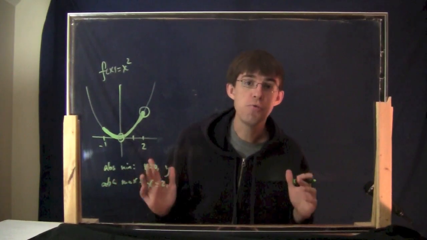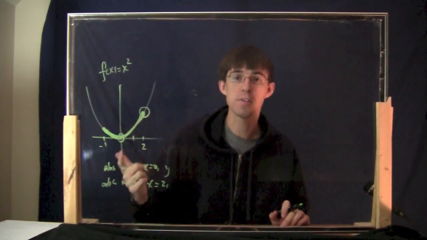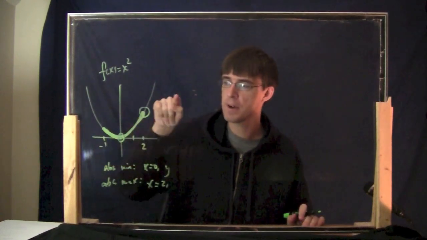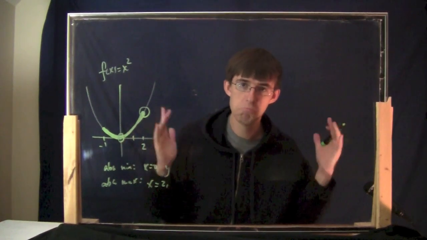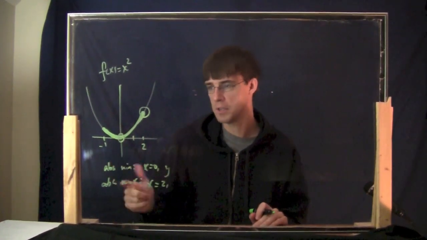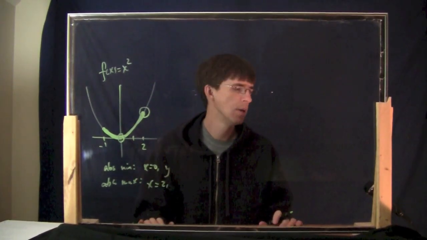All right, how do you find where the absolute minimum and absolute maximum are? Obviously, if you know what the graph looks like, then it's easy. You just look at the graph and you find the biggest y value and the smallest y value, and that's all there is to it. That's what I did here. What if you don't know what the graph looks like? This is a more interesting scenario.